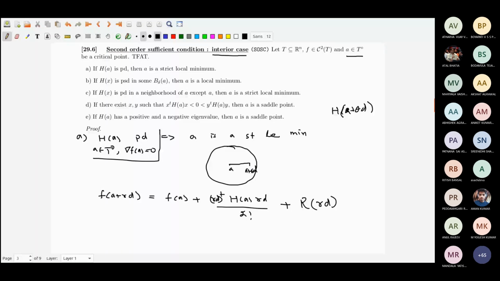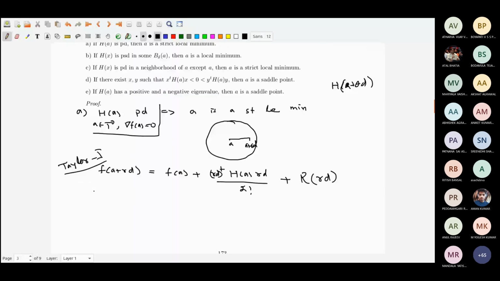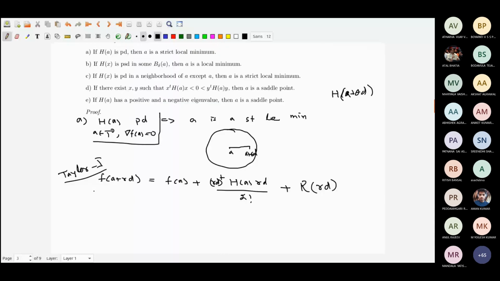Okay, doesn't matter. So this is by Taylor 1. Okay, fine. And what else is given to me now? HA is PD. It's given to be a positive definite matrix. What is a positive definite matrix? A positive definite matrix has eigenvalues all positive.